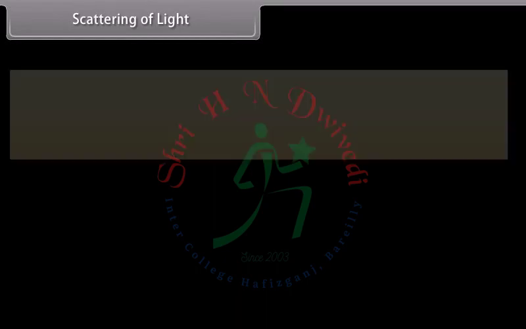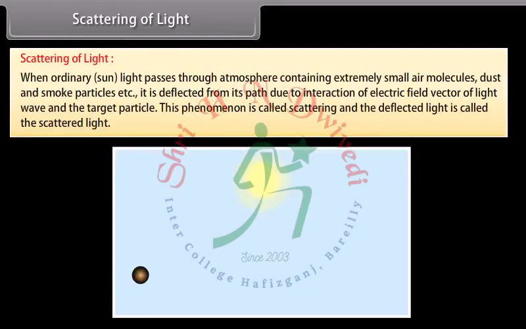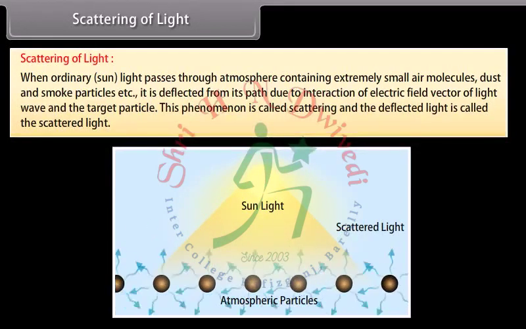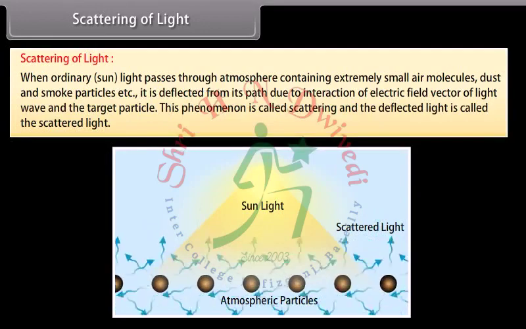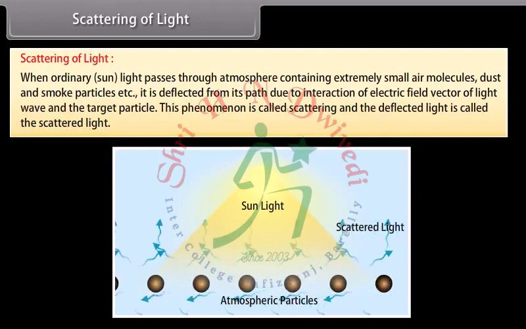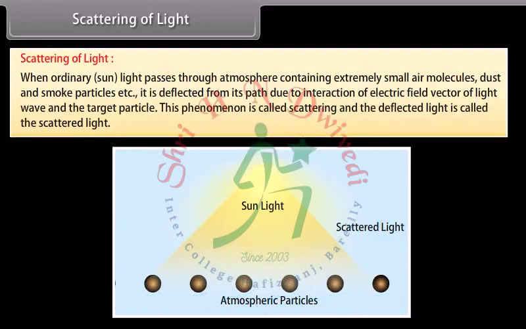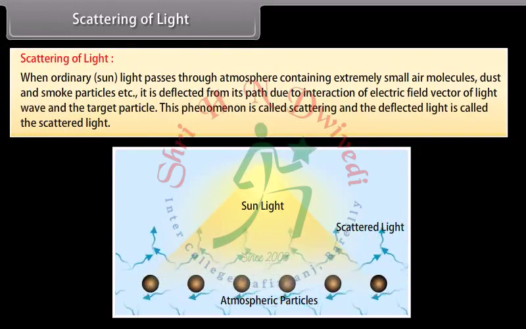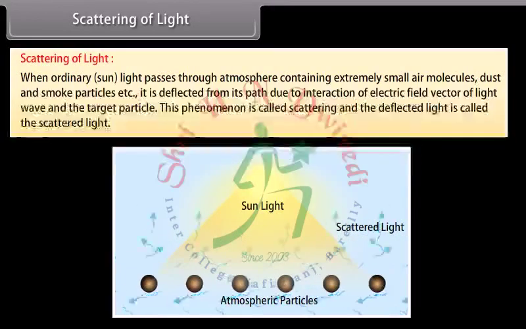Scattering of light. When ordinary sunlight passes through an atmosphere containing extremely small air molecules, dust and smoke particles, etc., it is deflected from its path due to interaction of the electric field vector of the light wave and the target particle. This phenomenon is called scattering, and the deflected light is called the scattered light.